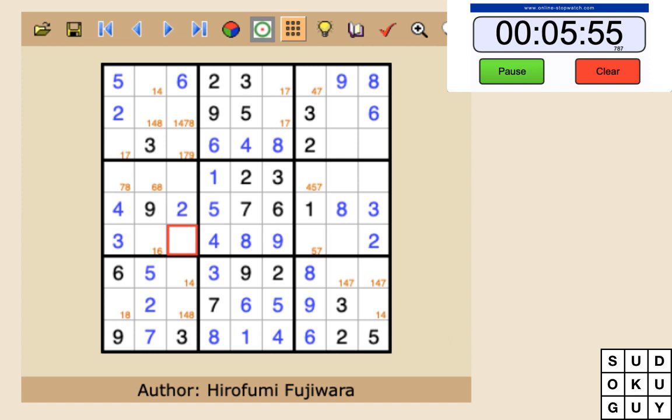This row is missing 1, 6, 5, 7, looks like from the pencil marks, so 1, 5, 6, 7. Where can 9 go? Just here. That's something I should have caught. Very nice.